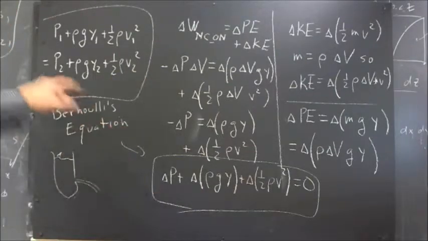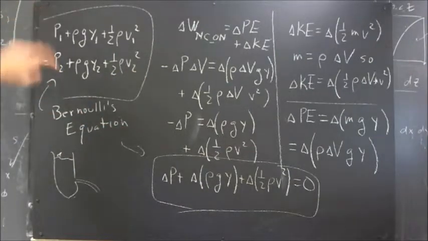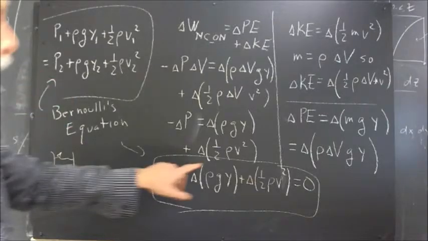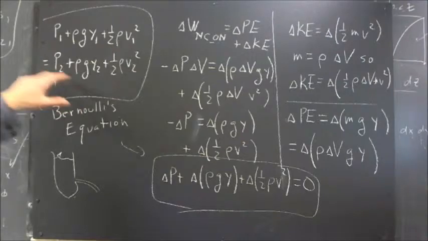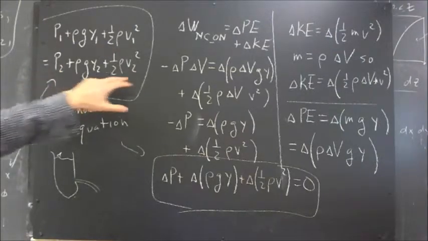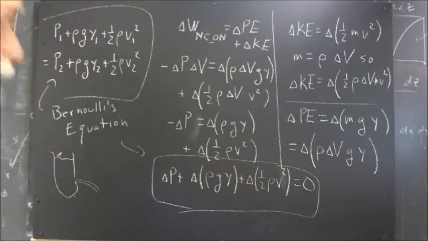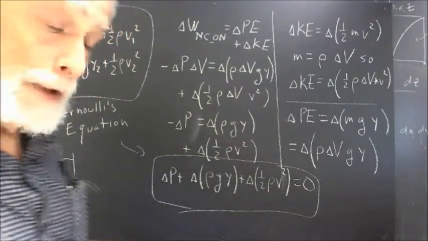And another form of the relationship is this, where instead of writing changes in these quantities, we write that the first value of each quantity has got to be equal to the second value of each quantity, which is the case if the change in the sum of those quantities is 0.